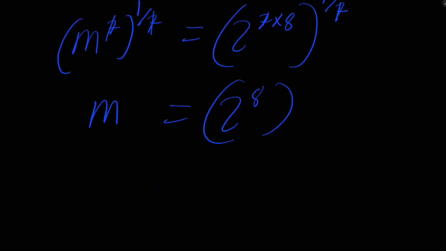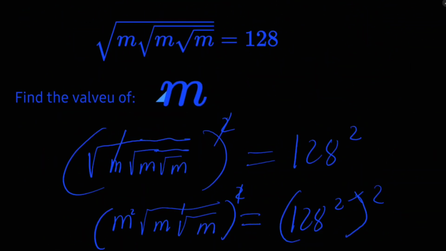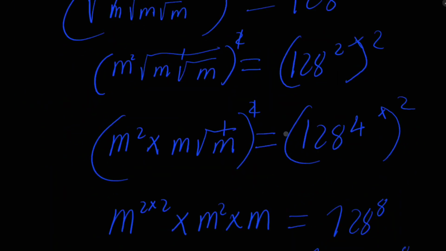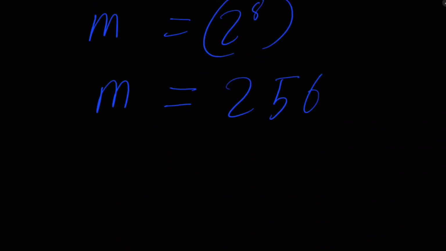And from here, we physically come to the end of our solution, giving us m is equal to 2 to the power 8, which is 256. We can actually test this if you put the square root of m, which is 16, and multiply by the square root of m again, we're going to have a final answer.